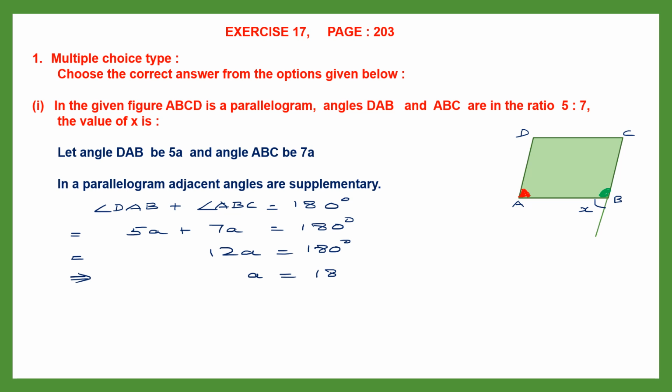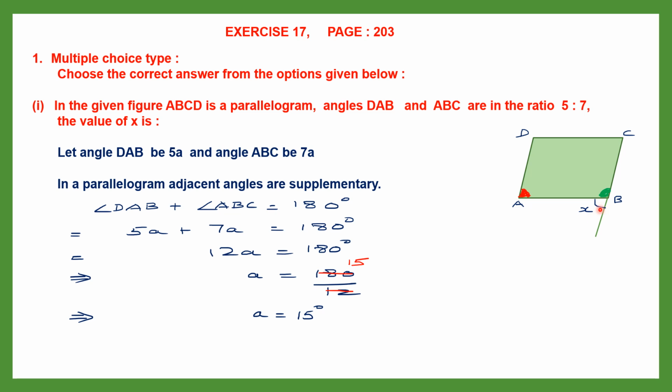So now we can find the value of A. A will be 180 divided by 12. Now, if we have to cancel this, we say 12 ones are 12 and 12 into 15 is 180. That means we have found the value of A. A is 15 degrees. So now that we have found the value of A, we can easily find the value of X. You know how? Because we know this ABC is 7A and angle B, this point is angle B and angle X are a linear pair. They are a linear pair of angles.